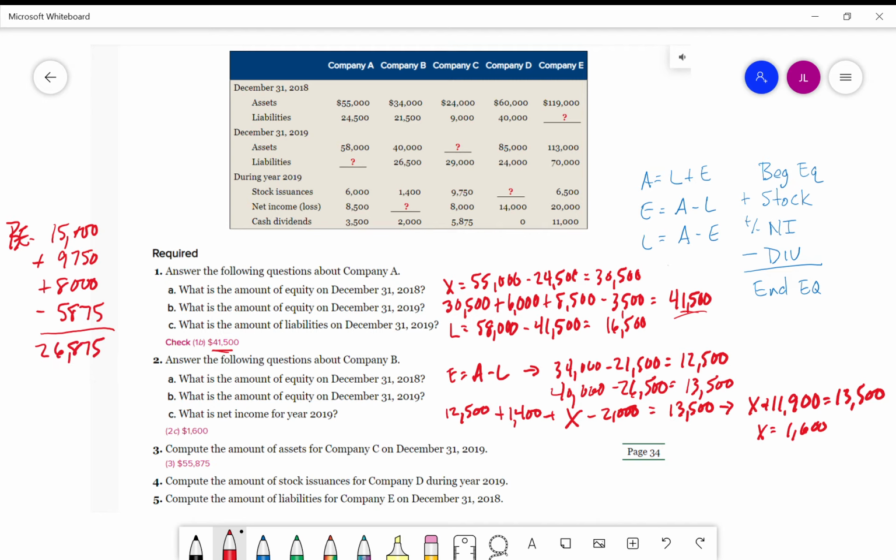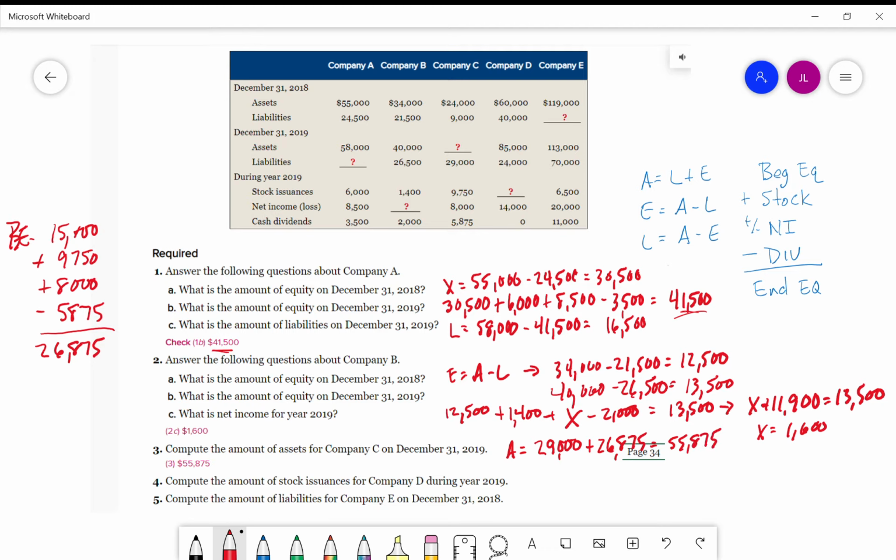They're asking us to find assets. Well, we know our equity now. Remember, assets are equal to liabilities plus equity. So assets we don't know, but we know our liabilities are 29,000, and we know our equity is 26,875. We just calculated it. So for assets here, let's add these up: 29,000 plus 26,875.